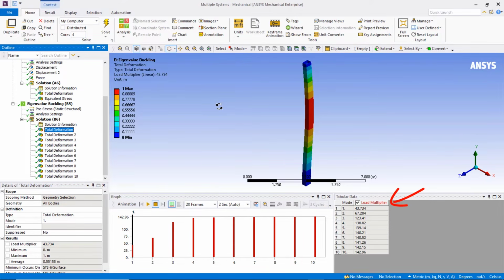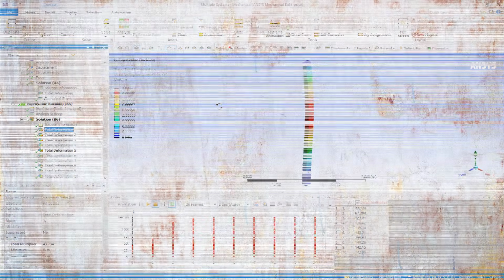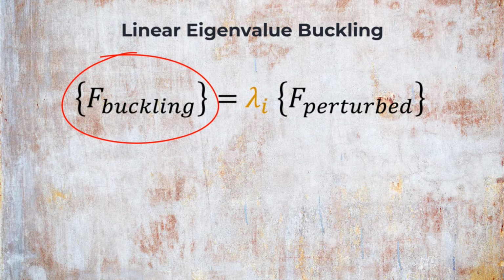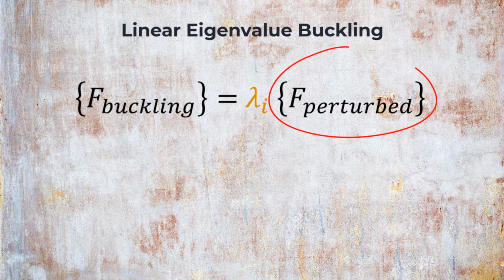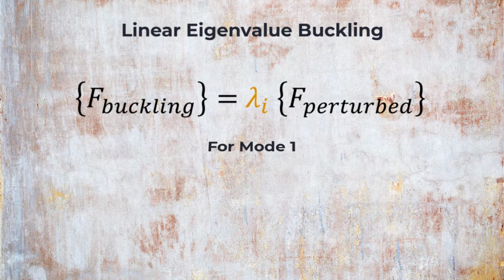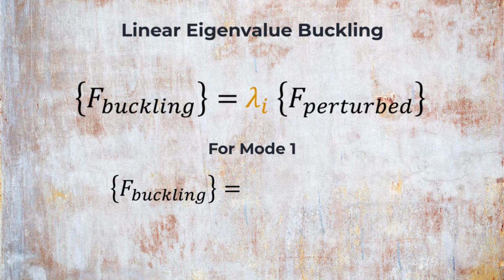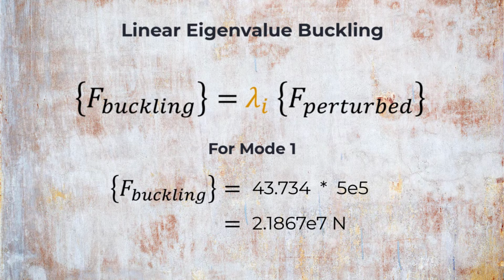We should remember that the results we have here are load multipliers instead of the buckling load itself. To find out the buckling load for this linear-based eigenvalue problem, we need to multiply the applied load in the static analysis by the load multiplier. So for the first buckling mode, the buckling load can be calculated like this.